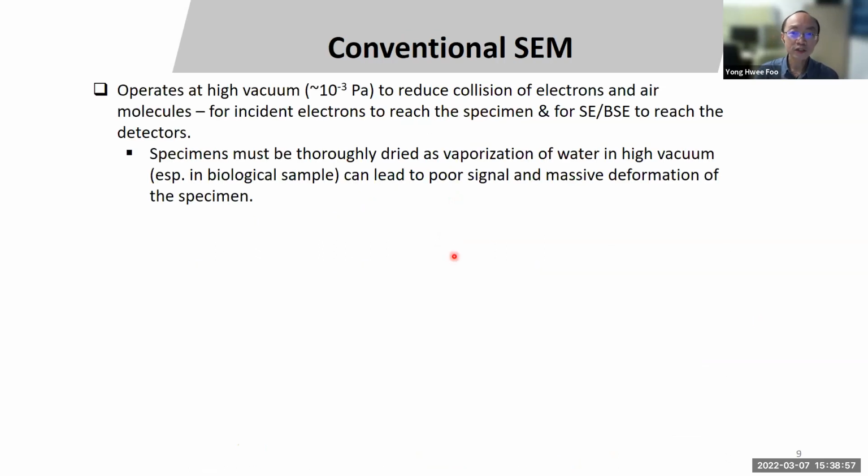In a conventional SEM, you have to operate at high vacuum. This is to reduce the collision of electrons and air molecules.